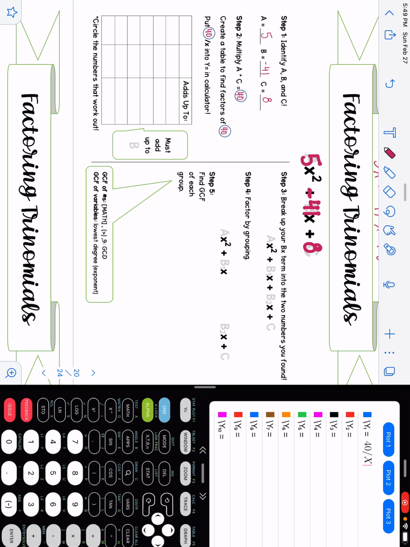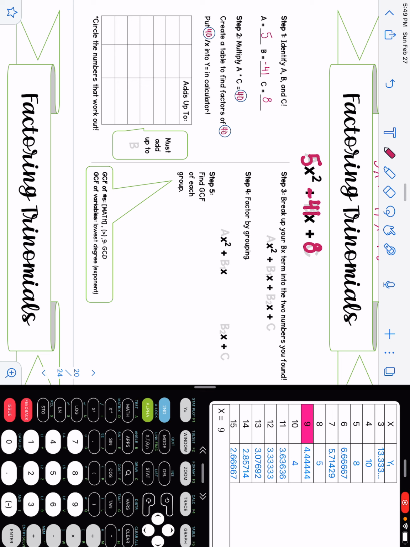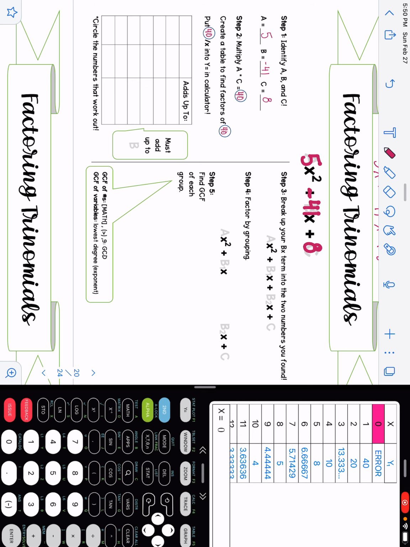And you remember how we get a table of values? We press second graph. Okay, so I'm going to start at 0. 0 gives us an error. So remember, we only want whole numbers. I have 1 and 40. And 1 and 40 adds up to 41. What we wanted to add up to is negative 41.